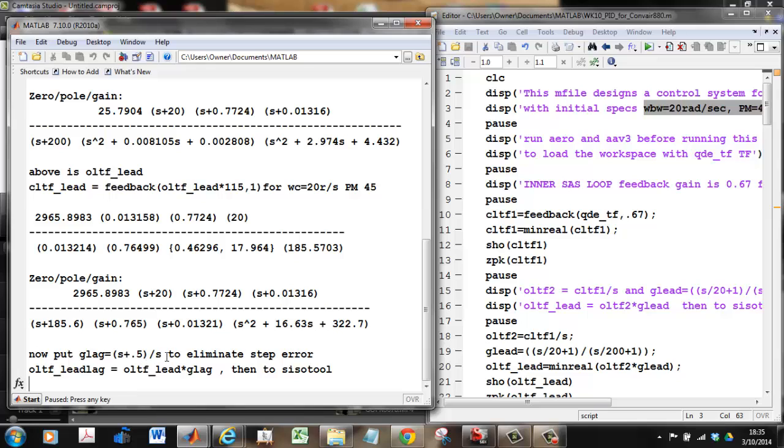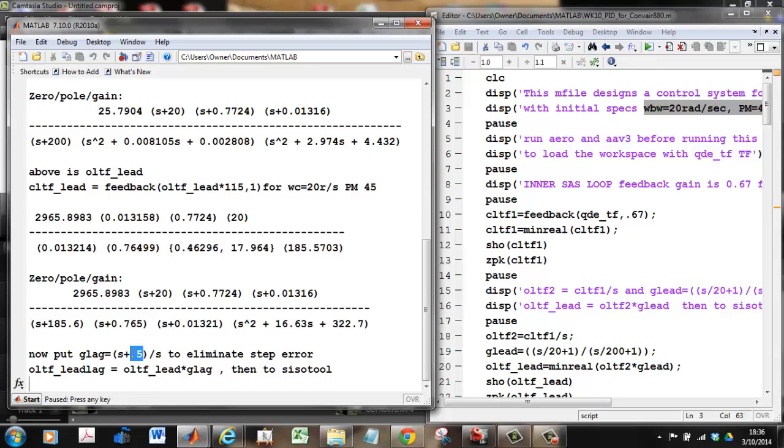The lag will eliminate the step error. G lag, S plus 0.5 over S, will give us an infinite response at low frequency, giving us high gain at low frequency to follow a step. And the 0.5 was chosen so that the 90-degree phase lag from the S in the denominator would be taken out by 5 radians per second. This has to be done before 20 radians per second, which is the crossover frequency.